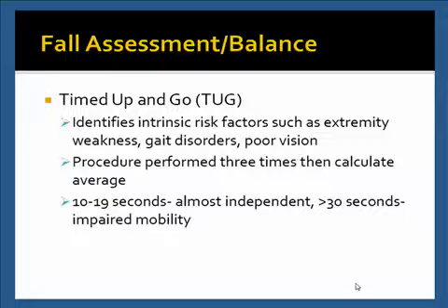The first is the timed up and go. It identifies the intrinsic risk factors such as extremity weakness, gait disorders, and poor vision. You perform the procedure 3 times, then you calculate an average. We have them seated in a chair, we have them stand, walk 10 feet, turn around, and come back and sit down.